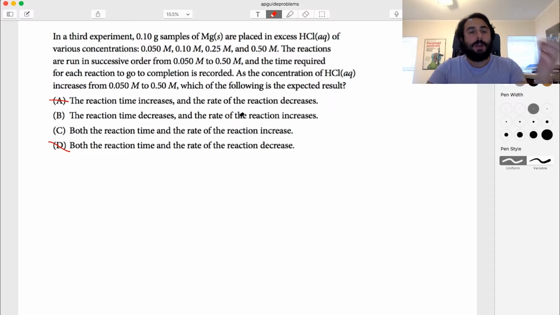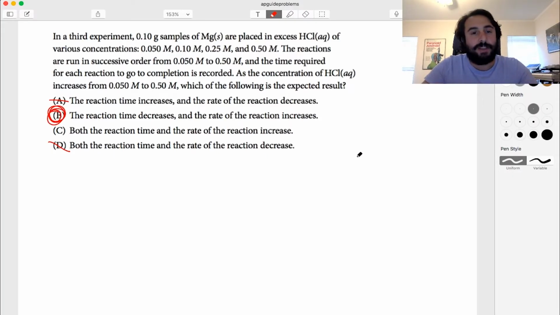So definitely we're saying that the rate of reaction increases, but the reaction time decreases. It happens faster. It happens in a shorter span of time. So the more concentrated the acid, the faster it's going to go, and thus the sooner it's going to be done. So that is definitely B right here.